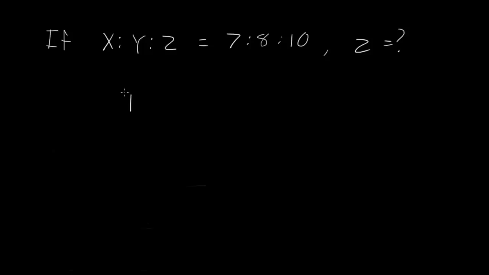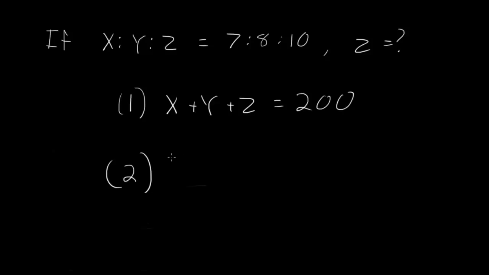So statement number 1, x plus y plus z equals 200. Statement number 2, let's see, we're asked about z. Statement number 2 might just give us information about x and y. So let's have statement number 2, x plus y equals 120. So if you were thinking about the chart as I put these statements down, you might already have a pretty good sense of whether they're sufficient or not.